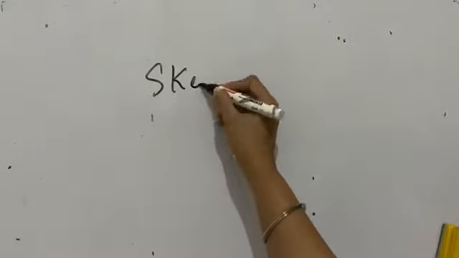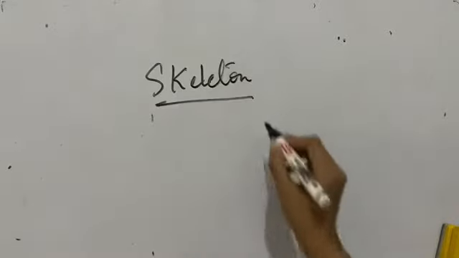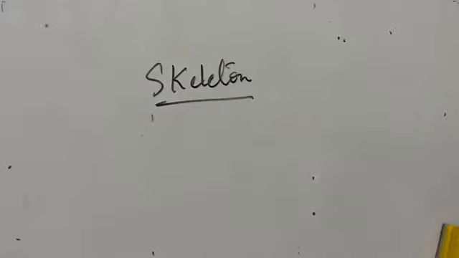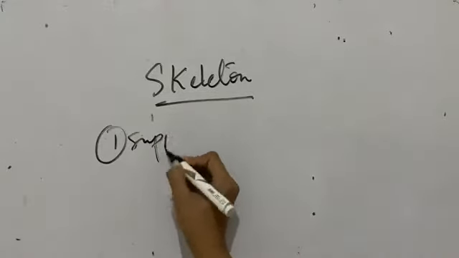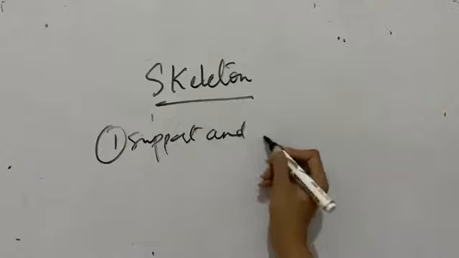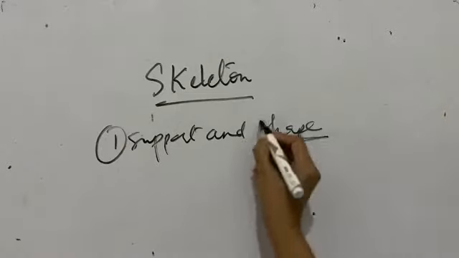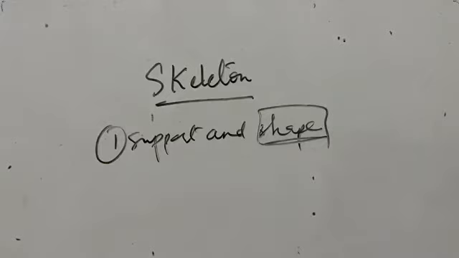Hello children, let us start your new chapter of biology, which is chapter number 12, the skeleton or the skeletal system. Right? Skeleton is having a lot of functions, out of which the very first one is that it provides support and shape to your body. Whatever shape you have is given by the skeleton. It is giving you a definite shape, right? And it is giving you a lot of support.